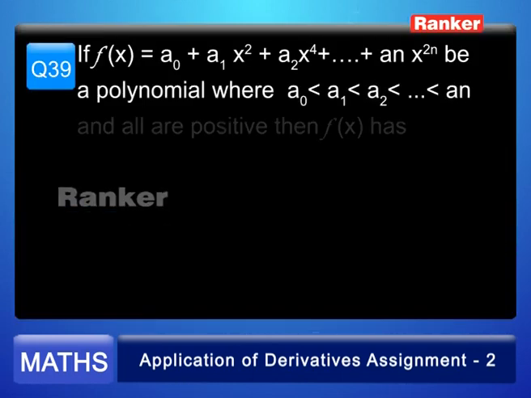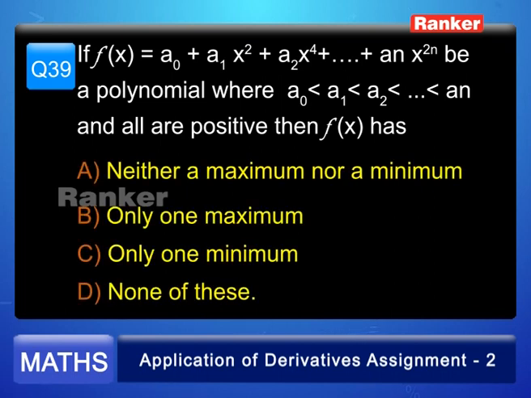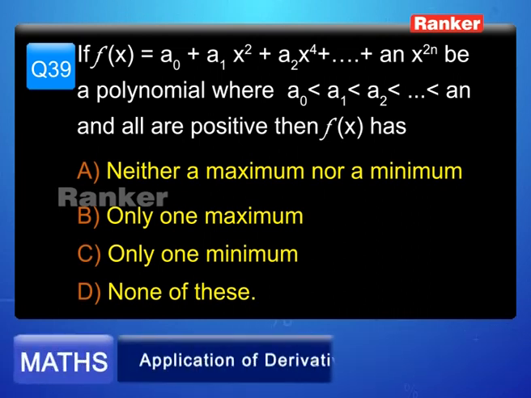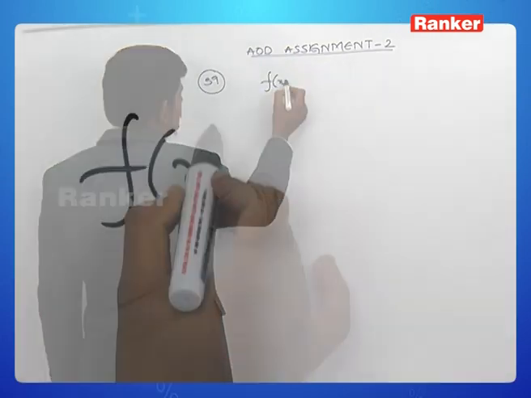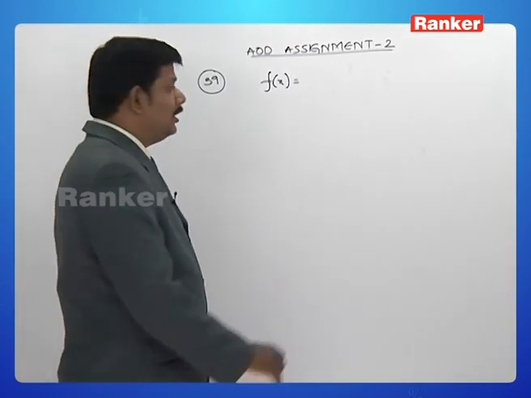Next question, if f of x is equal to a naught plus a1 x square plus a2 x power 4, so on up to an x power 2n, be a polynomial where a naught is less than a1 is less than a2 is less than so on up to an, and all are positive, then f of x has option A, neither a maximum nor a minimum, option B, only one maximum, option C, only one minimum, option D, none of this.